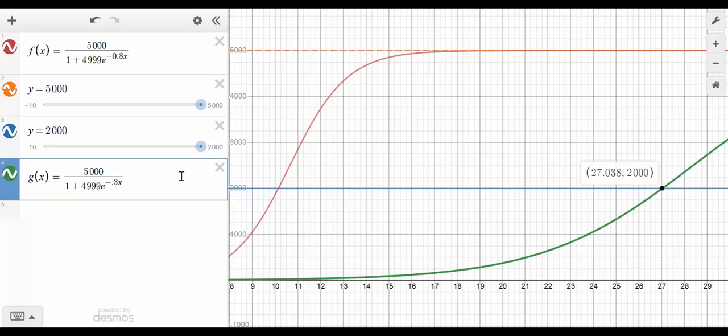So this is an example of a logistic model. Now notice the top number gives you the carrying capacity, and the bottom right here, this exponent of the e, gives you the steepness.